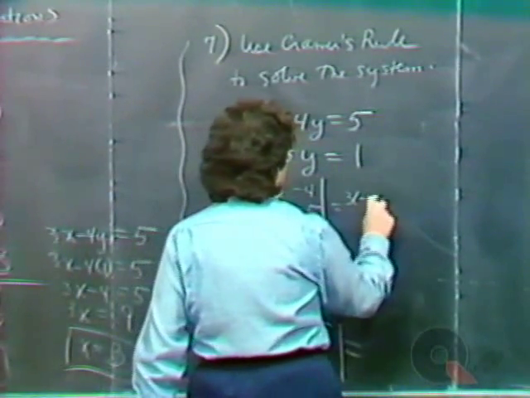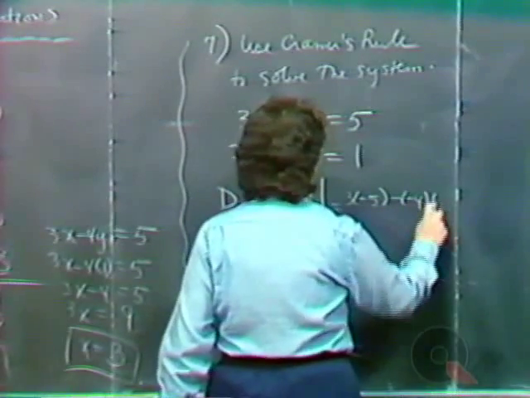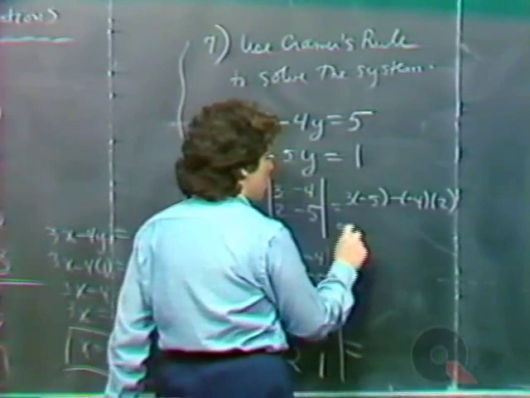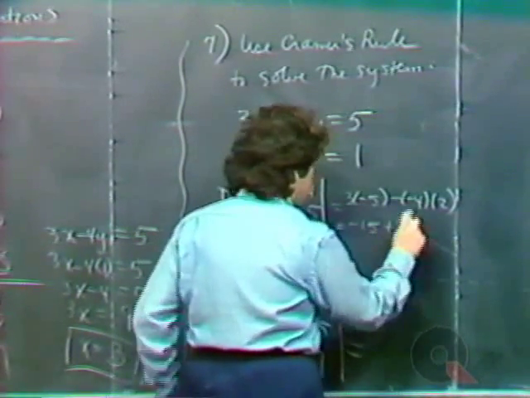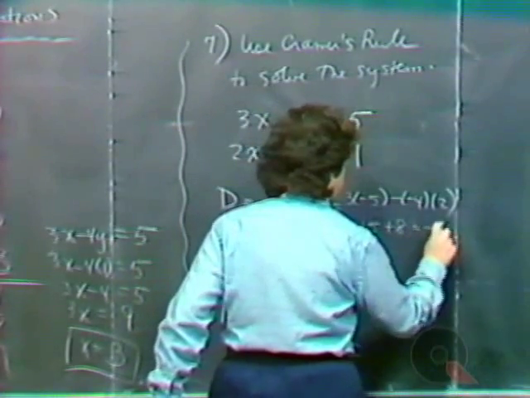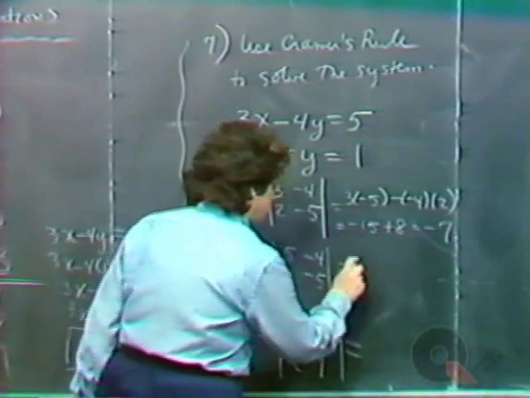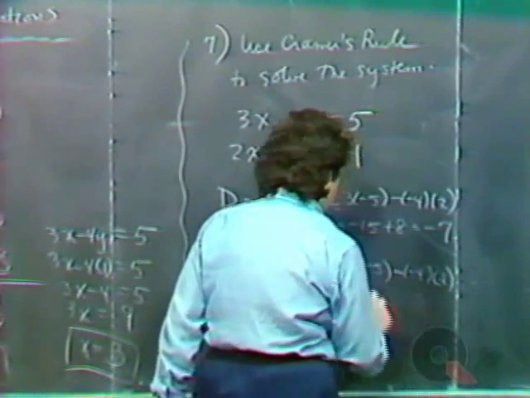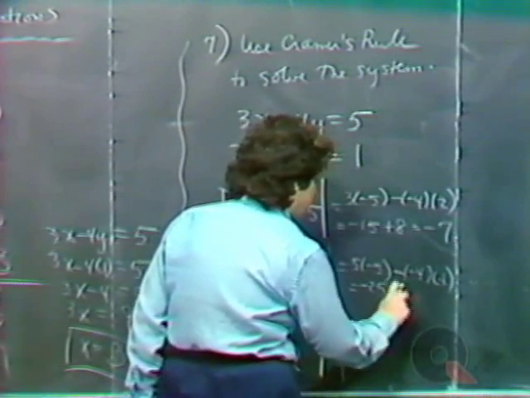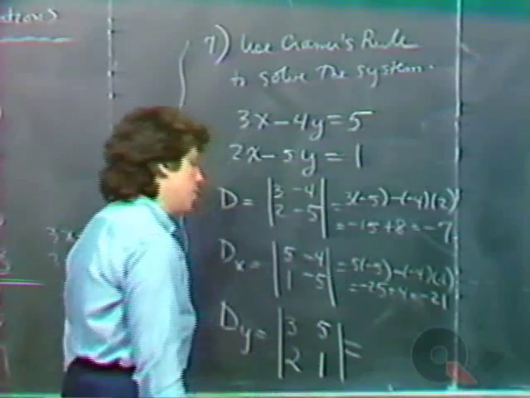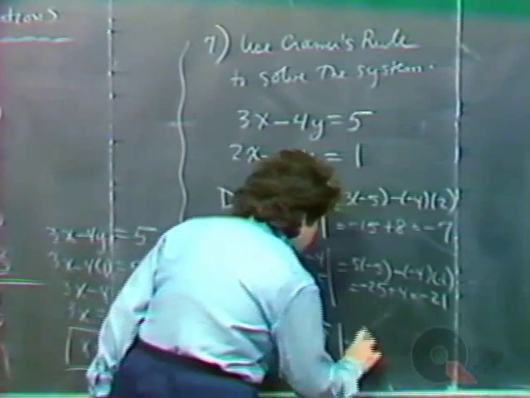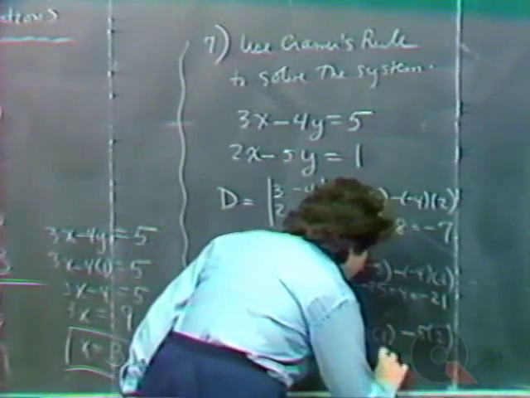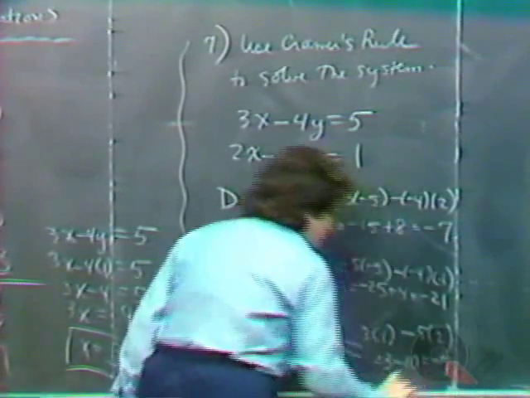3 times minus 5 minus minus 4 times 2, which is minus 15, plus 8, which is minus 7. Here we get 5 times minus 5 minus minus 4 times 1, minus 25 plus 4, which is minus 21. And finally, 3 times 1 minus 5 times 2, which is 3 minus 10, or minus 7.